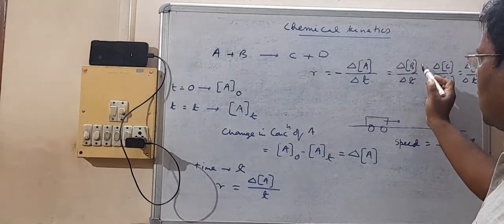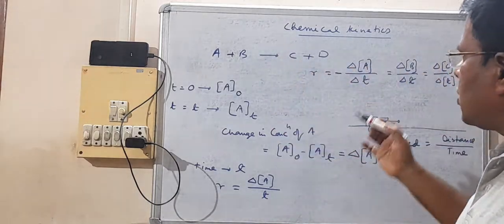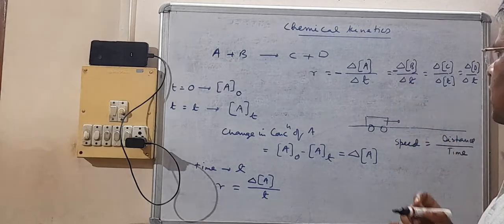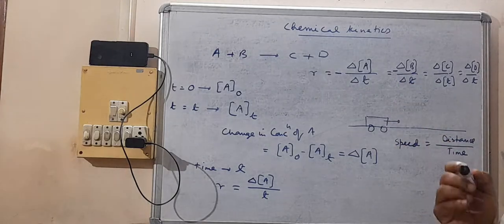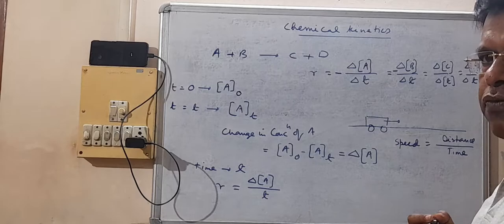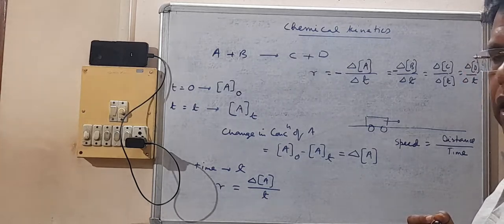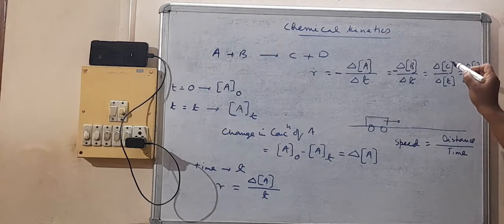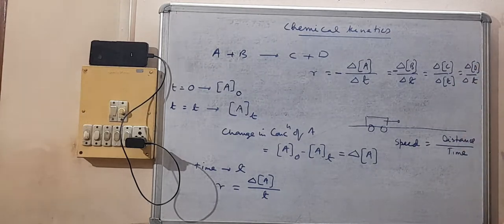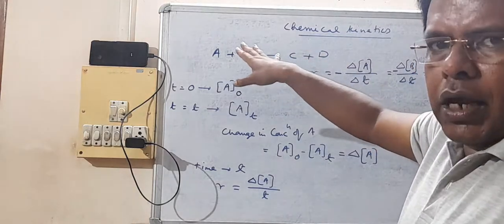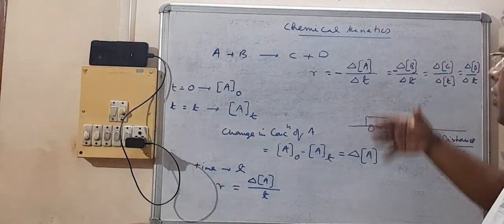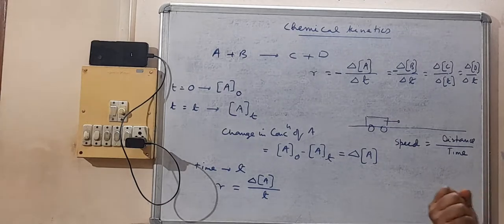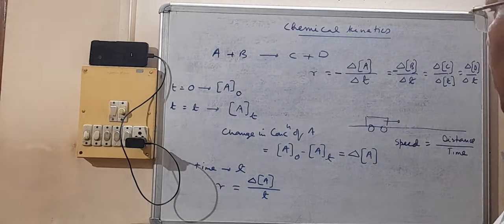The same goes for this, because B is also a reactant, so here also we have to put a minus sign. We always put a minus sign in front for the reactants. And in the case of a product, it will be this only, because in the case of a product, the final amount will be more than the initial amount. So the rate of a chemical reaction we express in this way, that is, change in concentration by time taken.